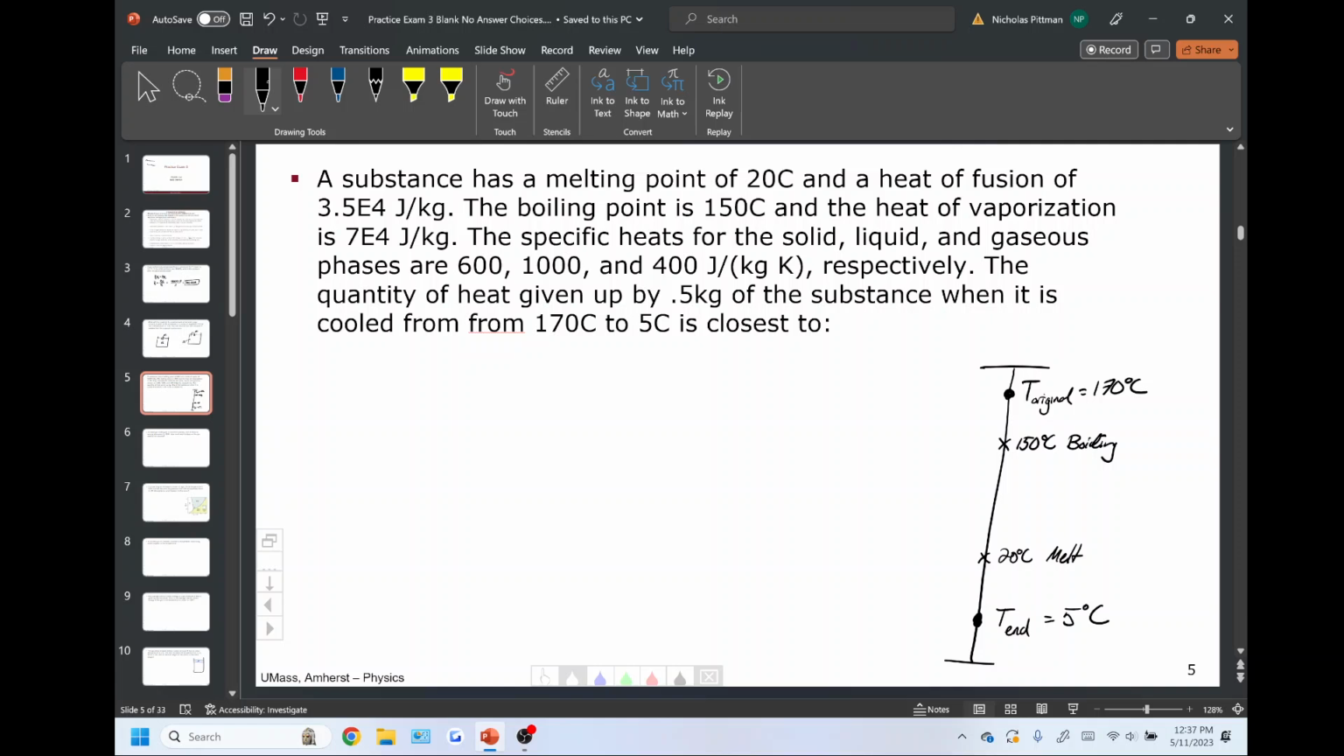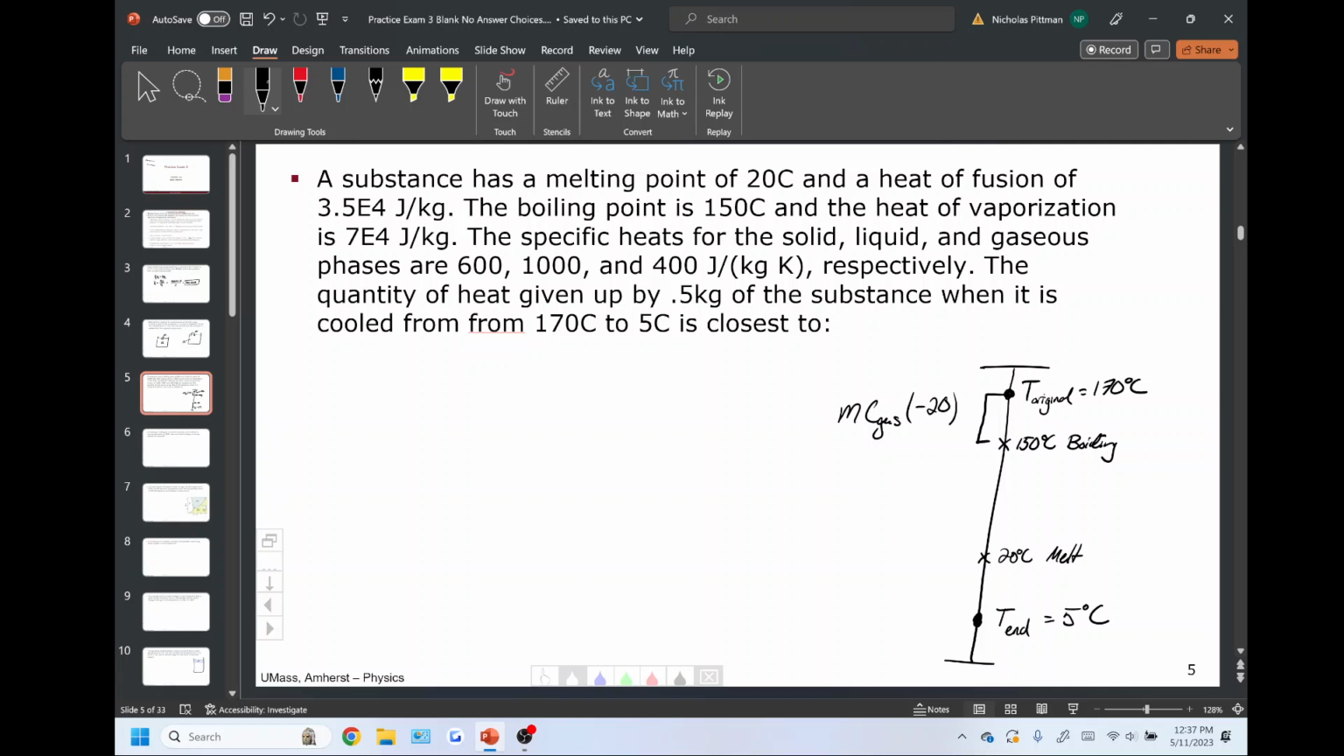Okay, so we have a couple sources of energy going on here. We have this temperature change, so this is going to be mass times the specific heat in the gas phase, because it's a gas right here, times the temperature change, which is negative 20. I'll use the negative sign. So the temperature change is minus 20 until it gets to the boiling point.